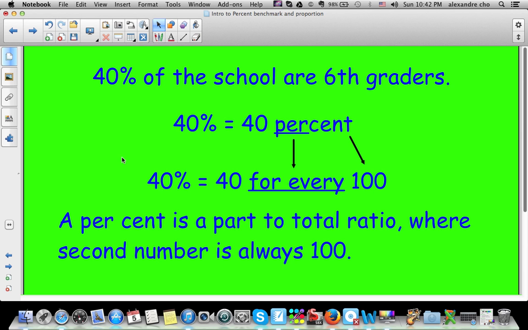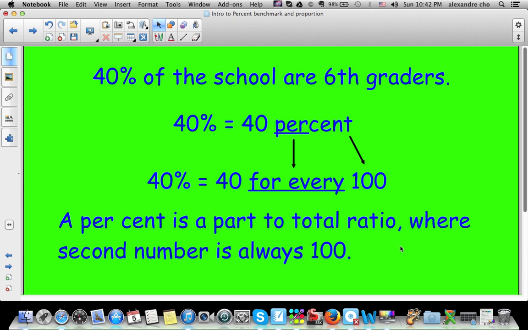Okay. So in the second line here, we take the per, change it to for every, and change cent to 100. It literally means 40% means 40 for every 100. Okay. A percent is a part-to-total ratio where the second number is always 100. You're always going to be comparing it to 100. That's what percent is. That's why it's, I guess, a standard that we use. Okay, it makes life easier.